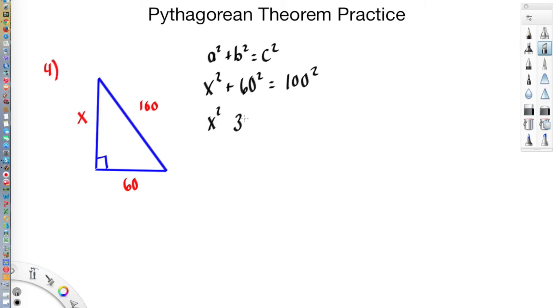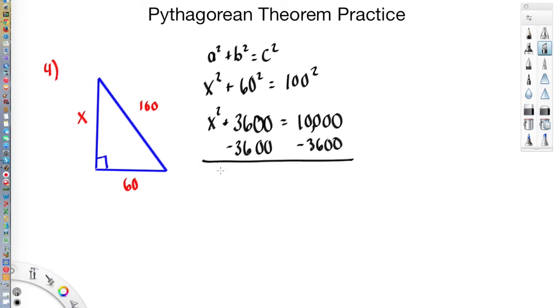60 times 60 is going to be 3,600. And 100 times 100 is going to be 10,000. Okay, then I need to subtract 3,600 from both sides. I want to isolate the variable x. I get x squared is equal to... got to do some regrouping. It's going to be 6,400, so 0, 0, 4, and then 9 minus 3 is 6.